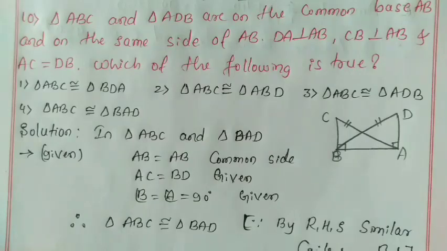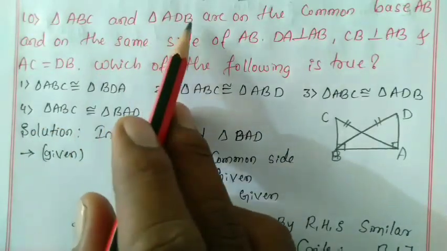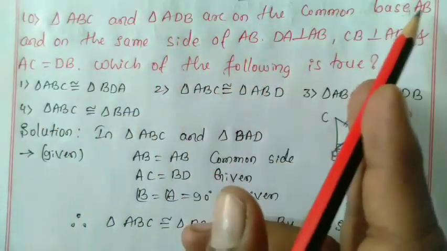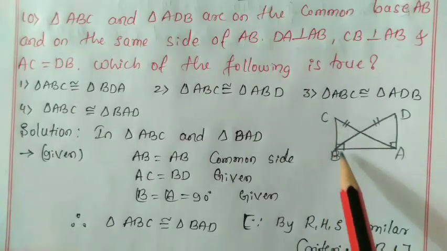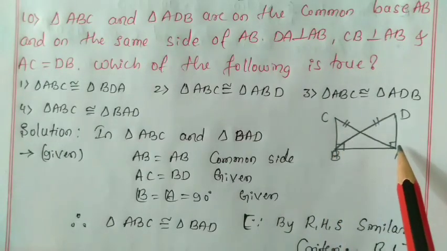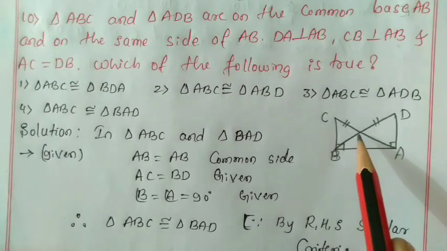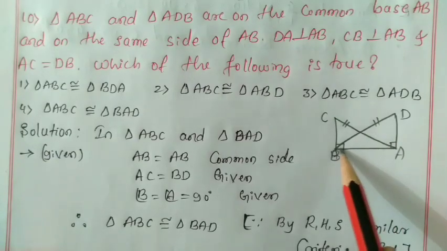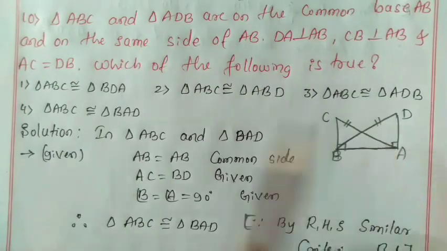Okay, so next I will go to the 10th question. The question is: triangle ABC and triangle ADB are on the common base AB. Here two triangles are there, one is ABC and another one is ADB. These two triangles have a common base, that is AB.